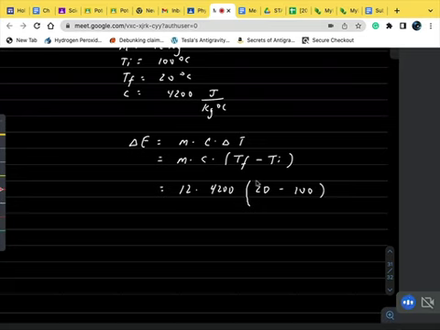My point in saying all this is that the difference in the temperatures is going to be negative. So that is going to give me a negative answer. Okay? So let's do that. You end up getting a negative 4 million.